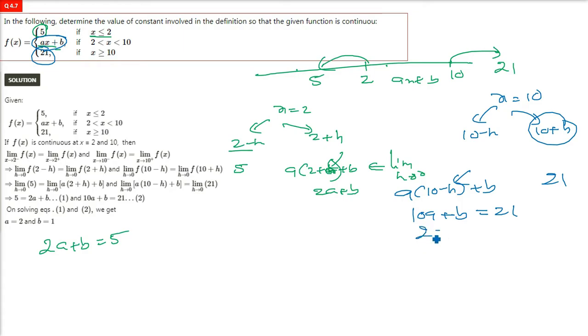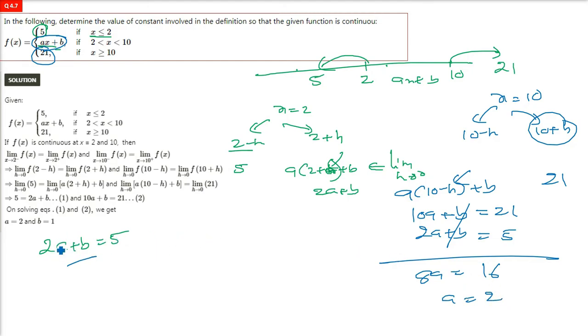Second equation is 2a plus b equals 5. 2 equations are there. Now just subtract these 2 equations. b gets cancelled. 10a minus 2a is 8a. 21 minus 5 is 16. So a is going to be 16 by 8. That is going to be 2. So a is 2. Now put it here. So 2 into 2 plus b equals 5. b is equal to 5 minus 4. That is going to be 1. So b is 1 and a is equal to 2. Right?